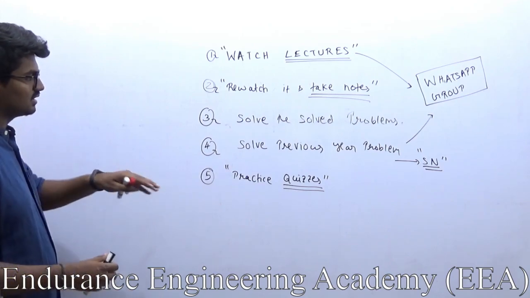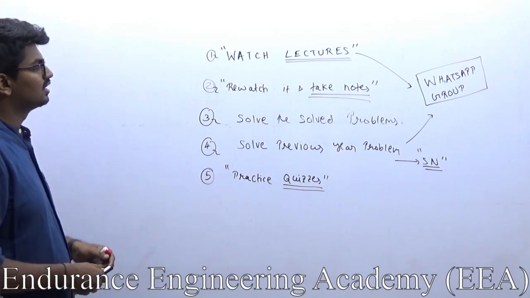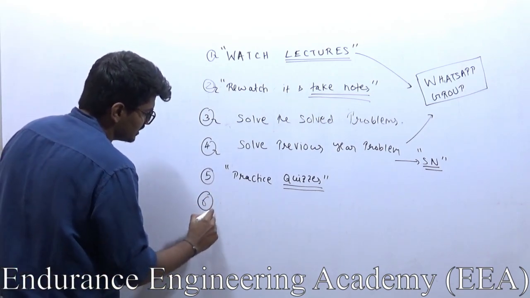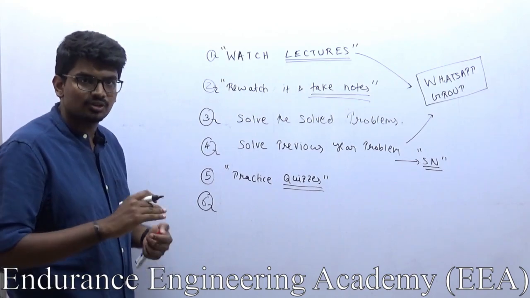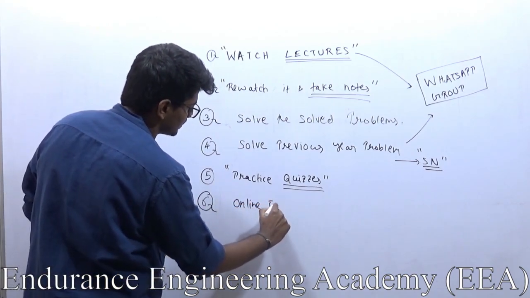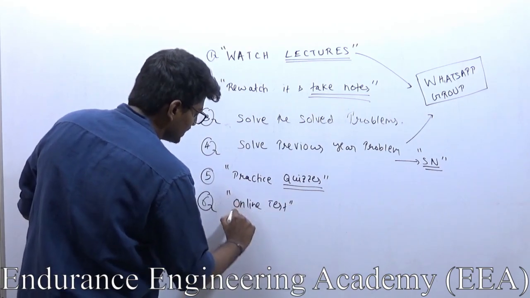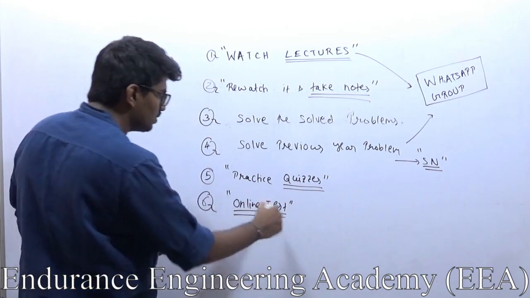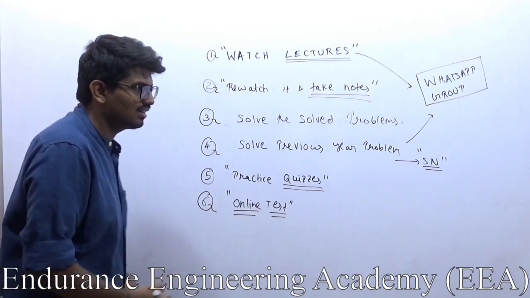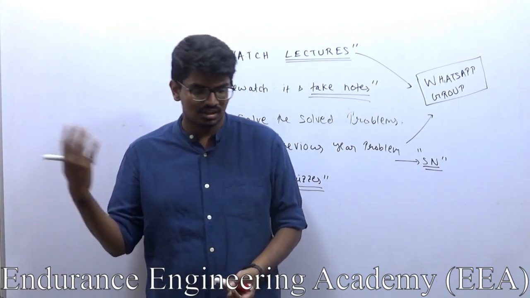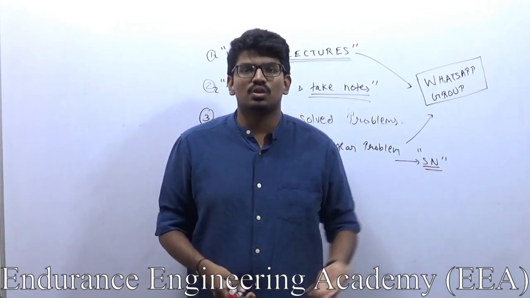Once you have done the practice quizzes too, for example, you are going through some 4-5 chapters. Once you finish 4-5 chapters, you need to go for an online test corresponding to those chapters. Presently Endurance Engineering Academy does not have any online test, but soon we will be launching. Anyways, there is already a very good number of online tests, right? So you already know the names, everything, right?